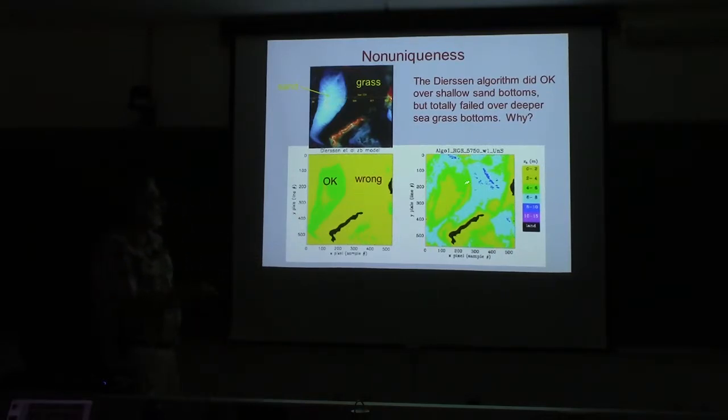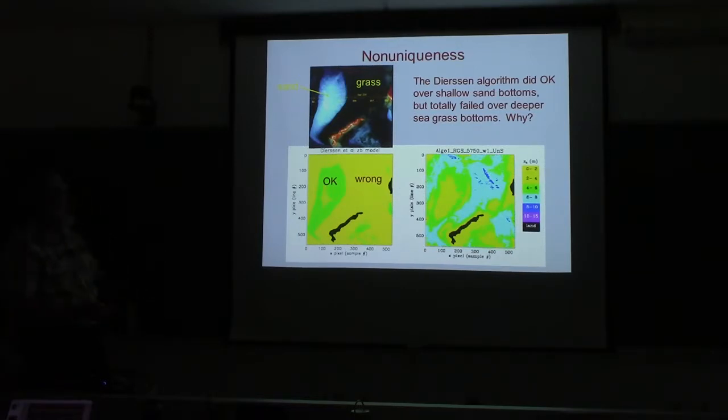Out here, the water is really as deep as 10 or 11 meters, so it's sort of the 6 to 8 or the 8 to 10. Her algorithm retrieves 0 to 2, so it's totally wrong. So what went wrong there? Well, break out Hydrolight, we know the IOPs, we know this is bright sand, this is actually a dark seagrass bottom.